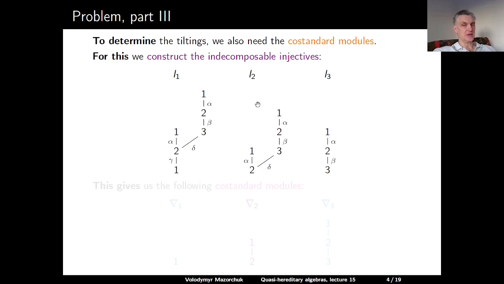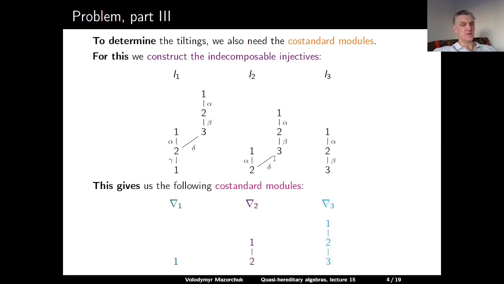So that's our I3. Our I2: we start from the circle which is 2. We can arrive to 2 using alpha from 1 or using delta from 3. And then to this 3 we can arrive as in the construction of I3. And finally, the indecomposable injective module I1: we start from 1 in the circle. To this one we can arrive from 2 using gamma, and from this 2 we can unwind the indecomposable injective module I2. And that's it.